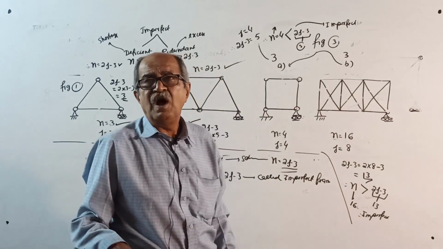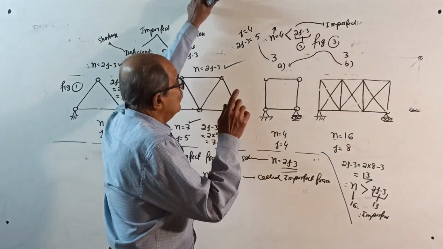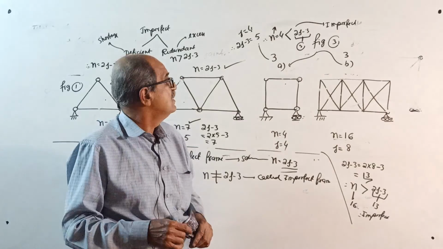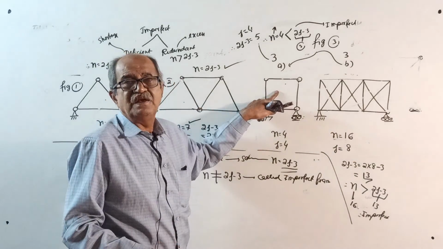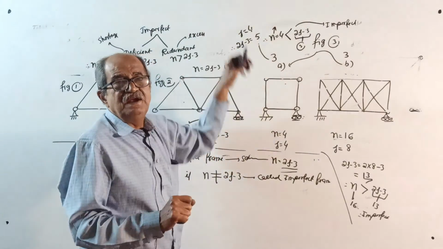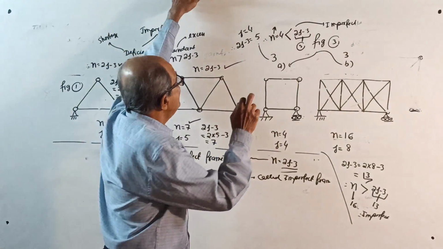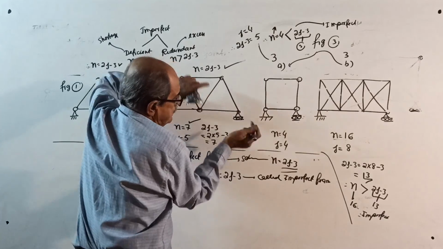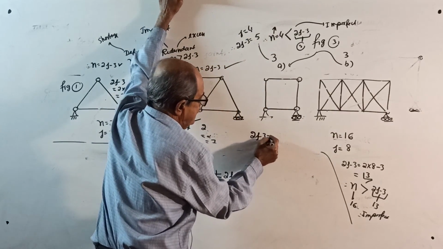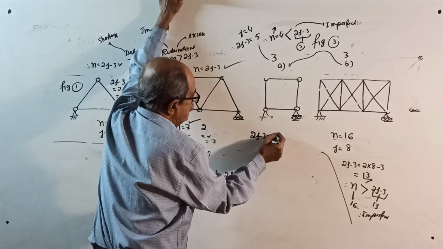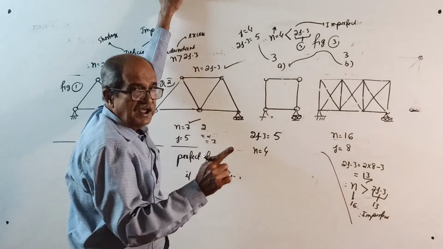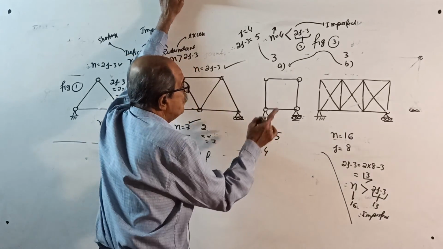Now one last note. Everything is over now. I am going for analysis now. I don't want to waste time. Come to figure 3a. Deficient, write a note. How much deficient? 2j minus 3 is 5, but the actual number is only 4. So shortage. Deficient, one shortage.